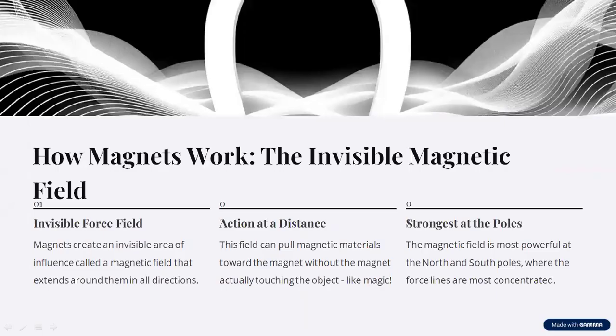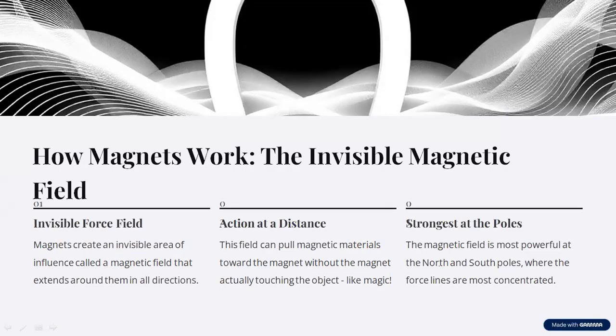So how does a magnet work? The invisible magnetic field which we have over here is nothing but the region in which, if another magnet comes, it gets pulled. Suppose you have a range, and in that particular range, if you enter, you are getting pulled in. So that invisible range is called the magnetic field. Magnets create an invisible area of influence called the magnetic field that extends around them in all directions. This field can pull magnetic materials towards the magnet without the magnet actually touching the object, right?